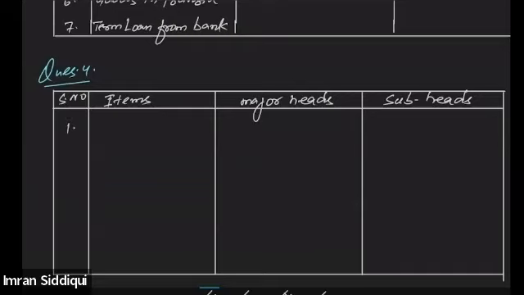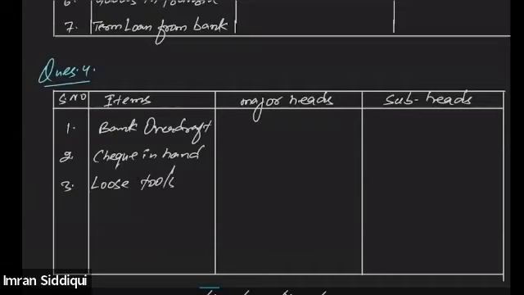So, question number four, first item is bank overdraft. Second item is cash in hand. Third item is loans. Long-term provisions. Last is mining rights.